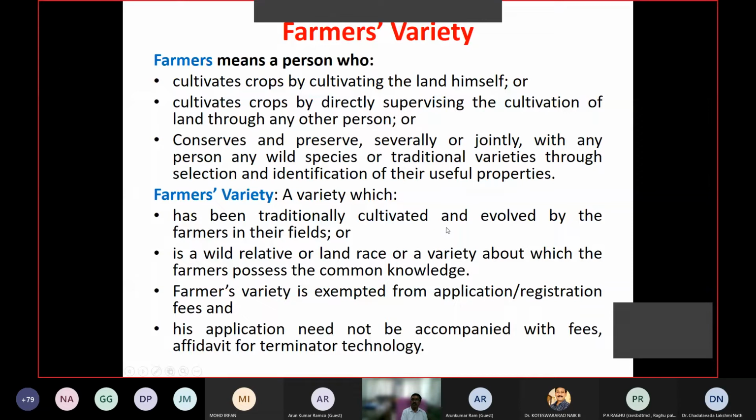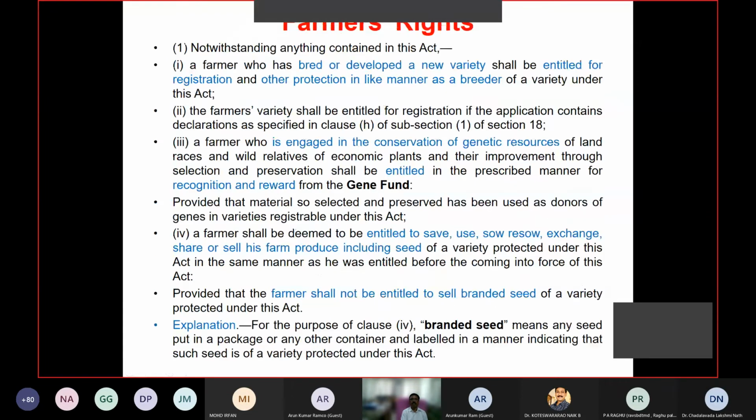Plant variety has also been defined as traditionally cultivated or evolved in the field, or a wild relative of an existing variety, or new varieties coming out through that. A farmers' variety is exempted from the application fee and registration fee. So you can just apply and get the registration done. The only thing is an affidavit has to be filed. So these are the rights.